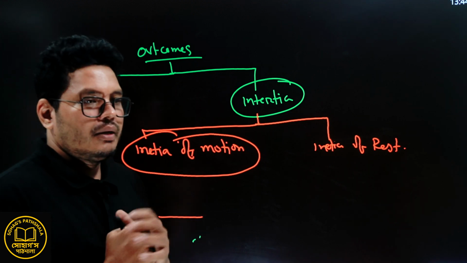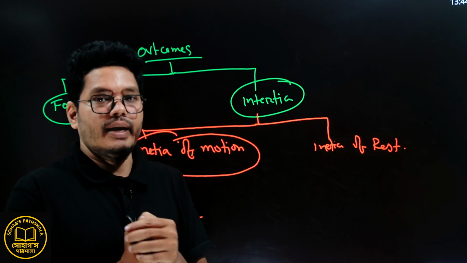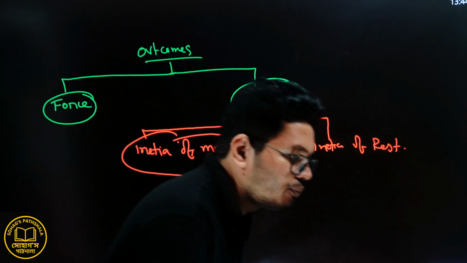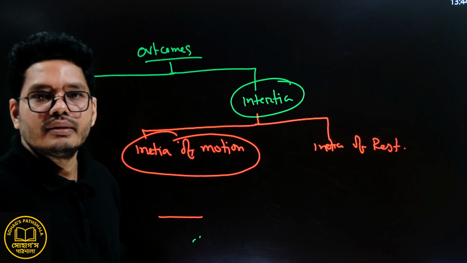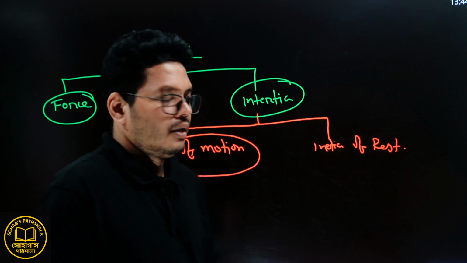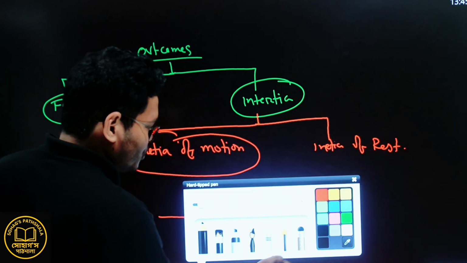If the bus suddenly brakes, if the driver applies the brake suddenly, we find our top portion moving forward, keeping the bottom portion with the seat. Just the top portion starts moving forward. Why does that happen? That happens because of the inertia of motion. Let me show you something.